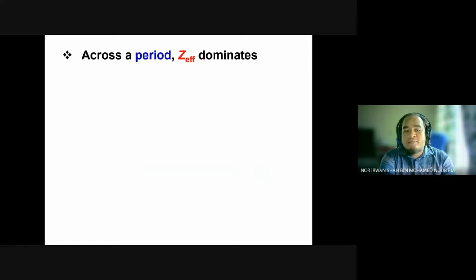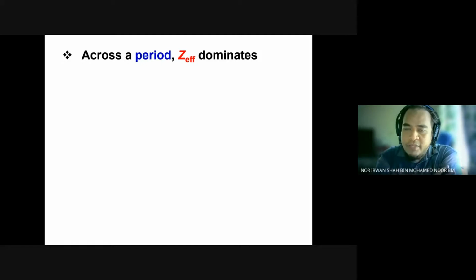Okay guys, alright. Sekarang ni kita nak pergi across a period dulu. Across a period, meaning that kita nak move from left side of the periodic table, kita bergerak to the right side of the periodic table. Across a period, remember, effective nuclear charge dominates. Maksud dominate ni, kalau kita move across period, the factor that we need to consider adalah effective nuclear charge.